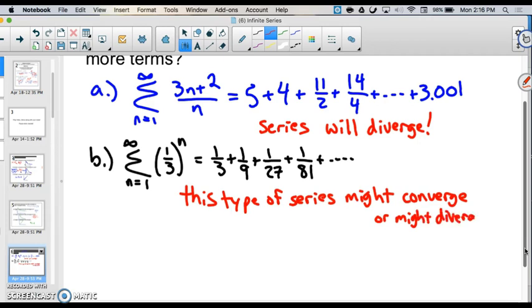It just depends on the series in this case. For this one specifically, these are getting small very quickly. So this one will converge to 0. But that is not always the case when it's got a horizontal asymptote of 0.